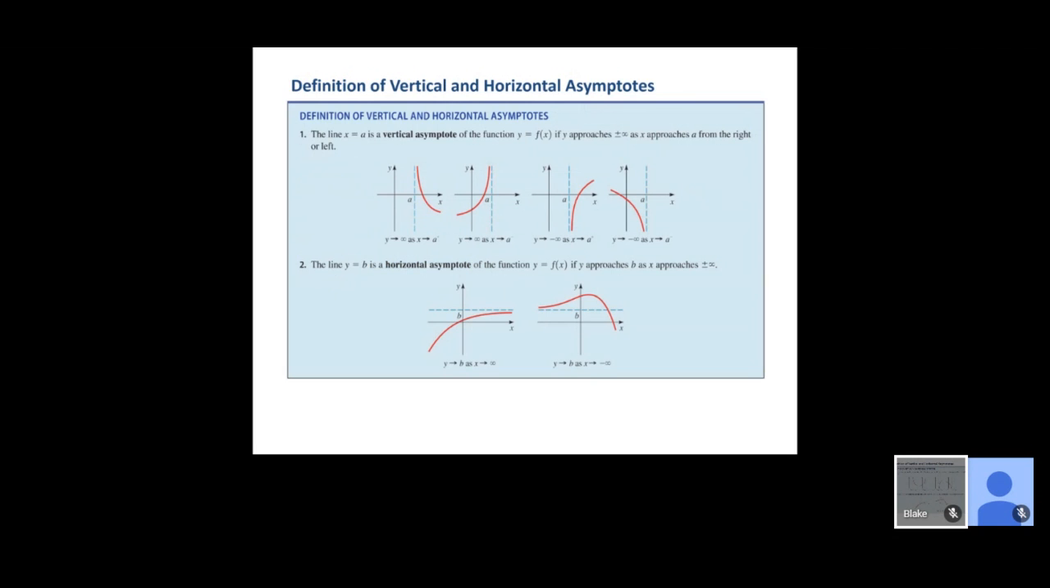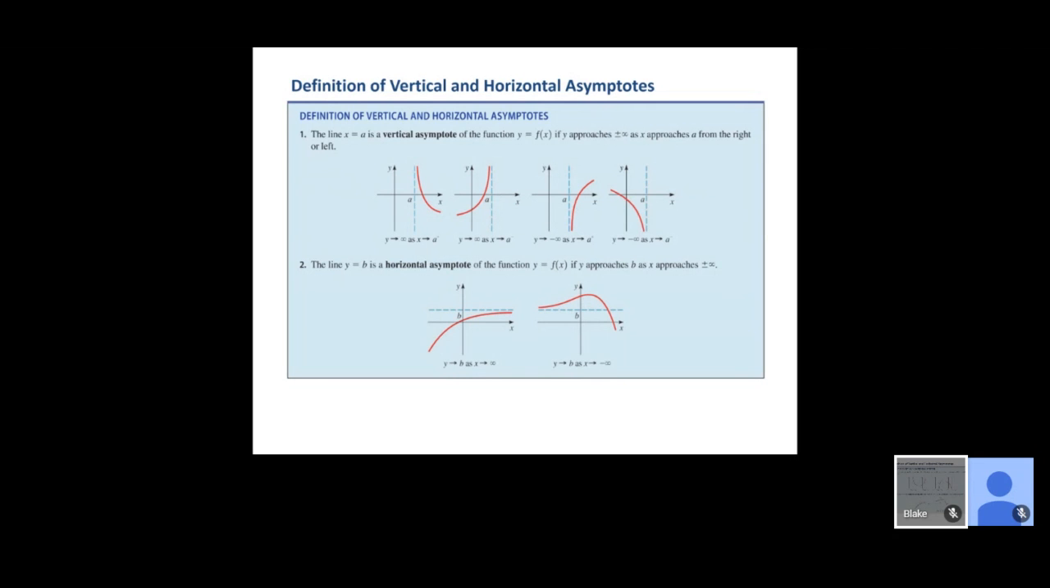All right, and then we have a horizontal asymptote, y equals b, of that function if y approaches b as x approaches positive or negative infinity. So as I go out to the right or as I go out to the left now towards positive or negative infinity, if my graph is approaching some horizontal line, then we would say that's a horizontal asymptote. And you can see those two examples down at the bottom. Now notice with that second graph, it's okay if the graph actually passes through an asymptote.